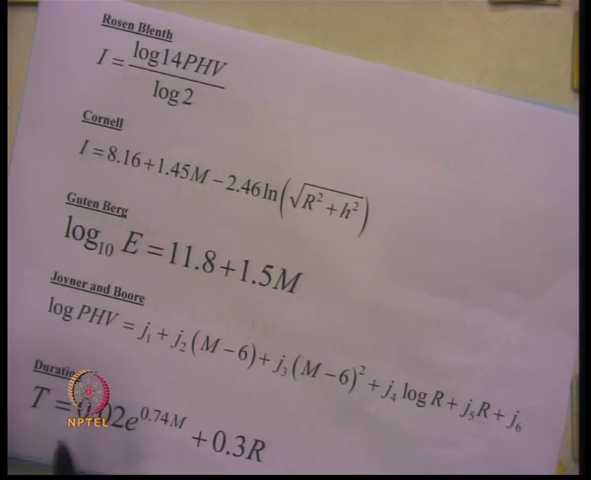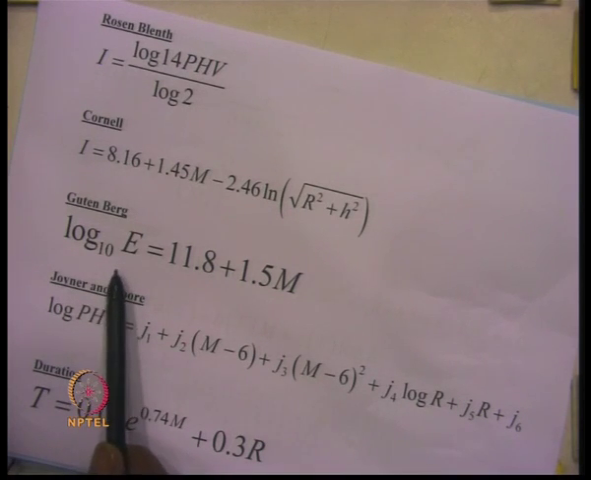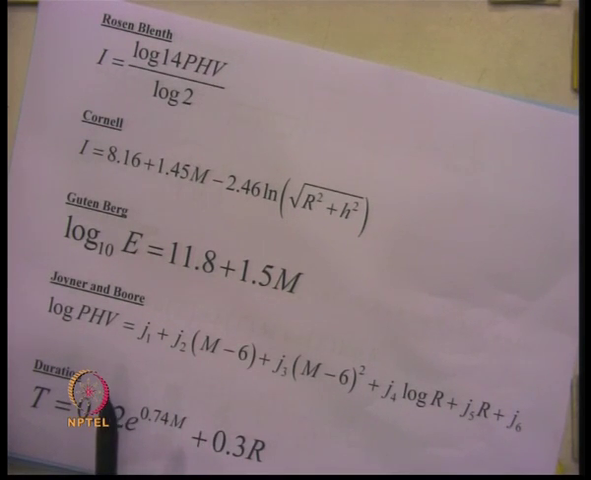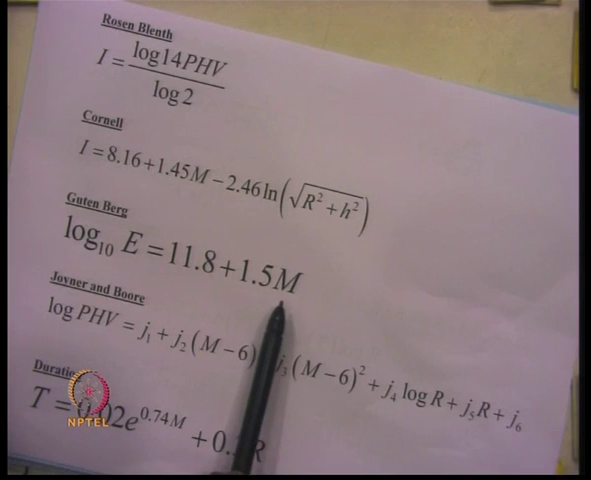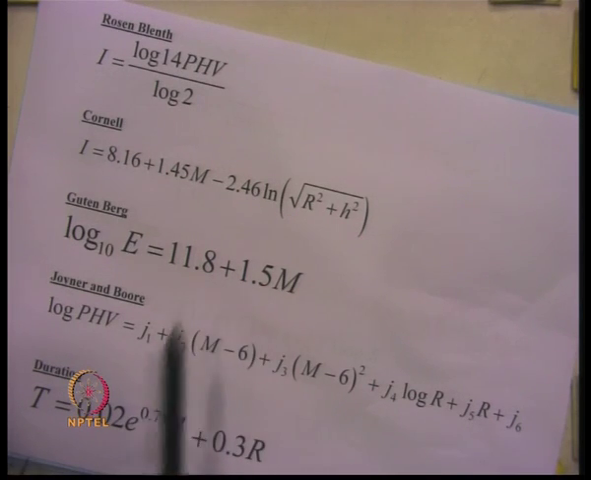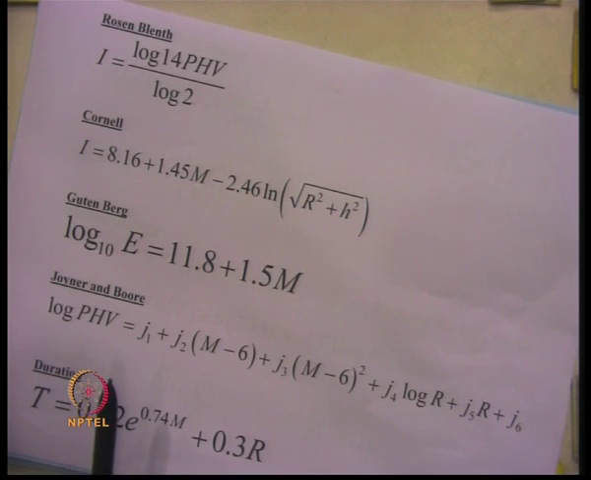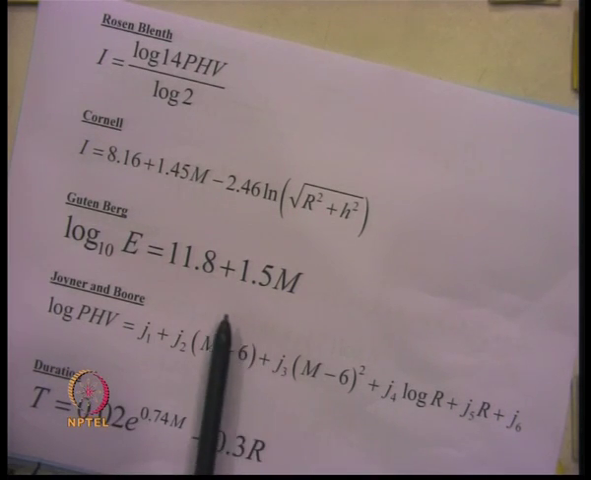Then Gutenberg gave a very important relationship between the energy released and the magnitude of earthquake. So, for a given magnitude of earthquake, one can assess what was the energy released, and this equation is widely used in the literature in relating the magnitude of earthquake with the energy release.